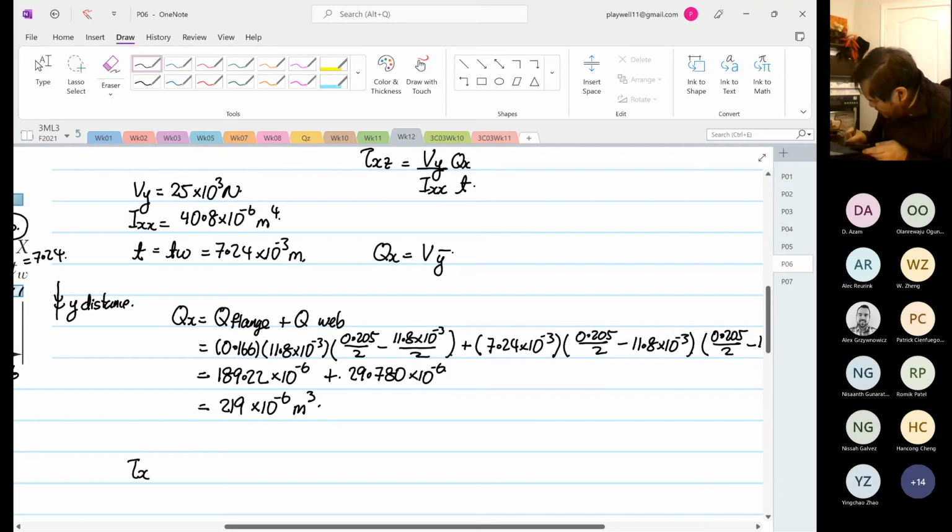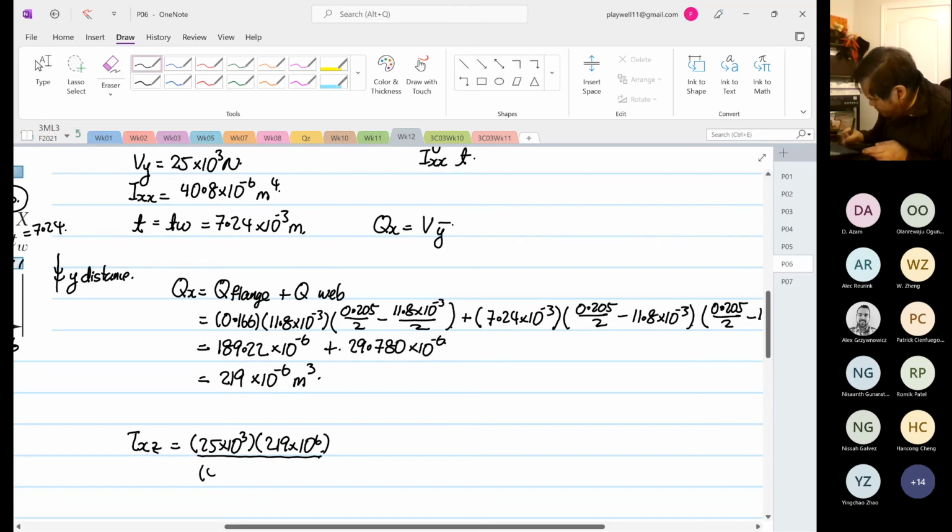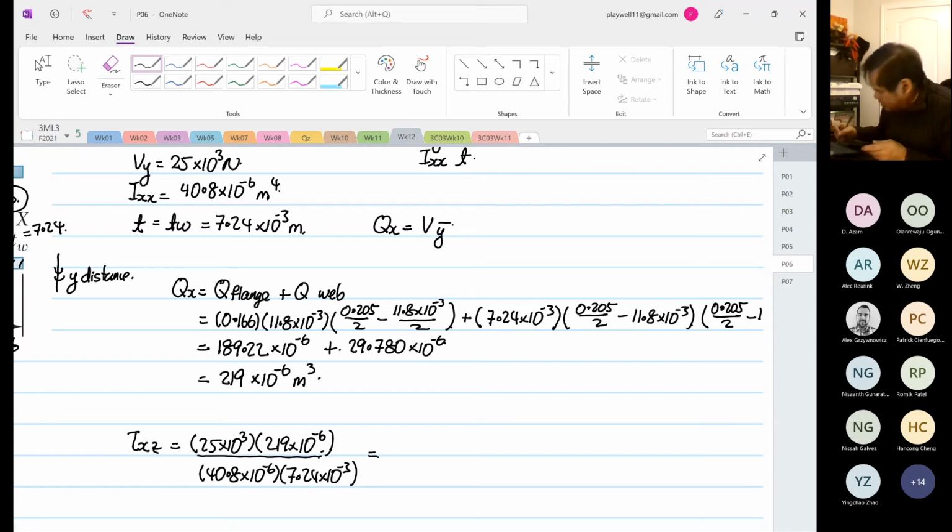The shear XZ is equal to Vy times 219 divided by 40.8 divided by 7.24. So 25 power 3, 219 power minus 6, divided by 40.8 power minus 6, divided by 7.24 power minus 3, is equal to 18.